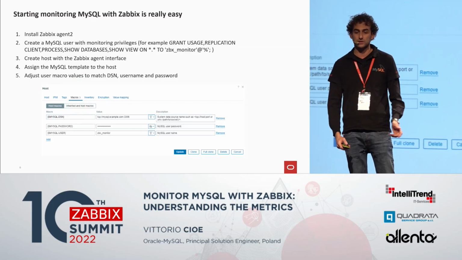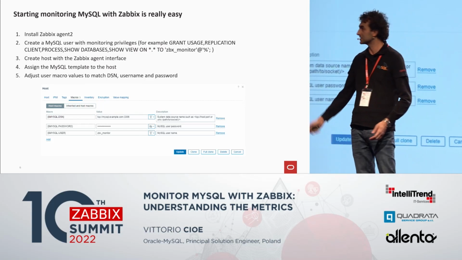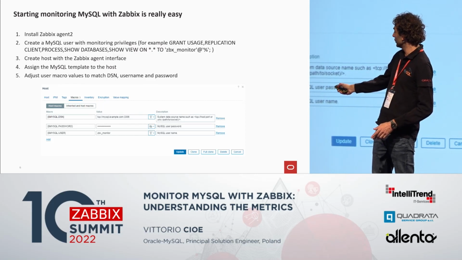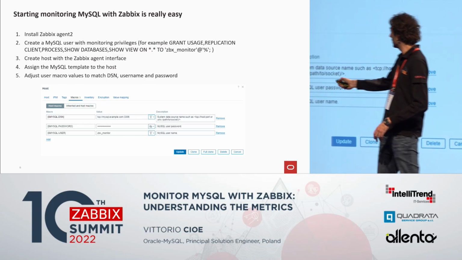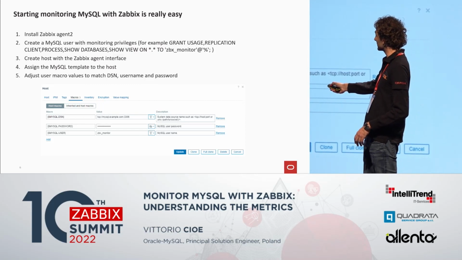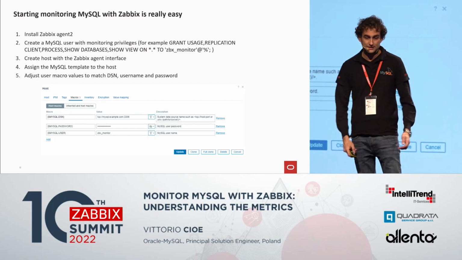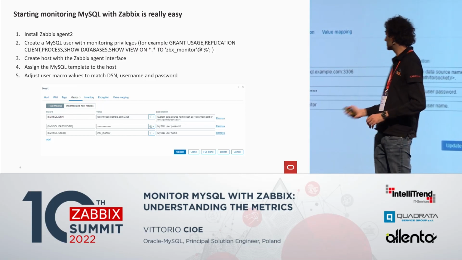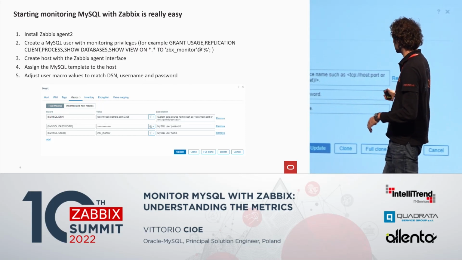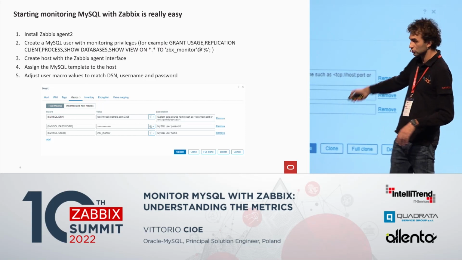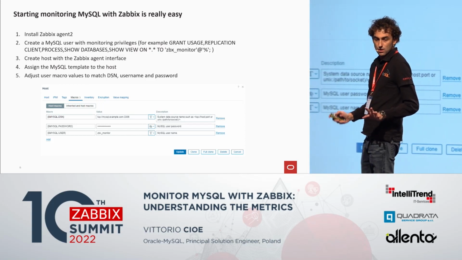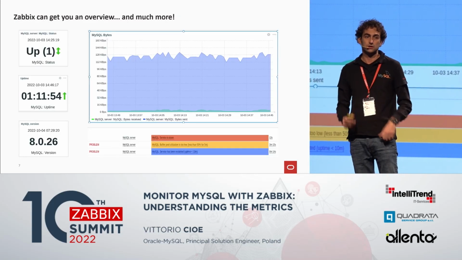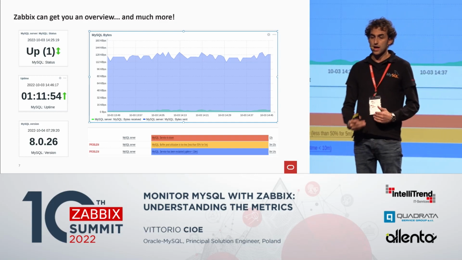Starting monitoring MySQL with Zabbix is actually really easy, because to get started, it's enough to install the agent 2. Then you create a user with monitoring privileges. Then you create the host with the Zabbix agent interface. You assign the MySQL template to the host, and you are pretty much done. You adjust the user macro values to match DSN, username and password, as you can see from the screenshot. So, okay, this is easy. And the MySQL template will give us an overview and much more.